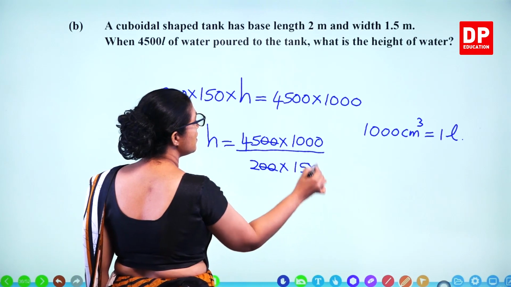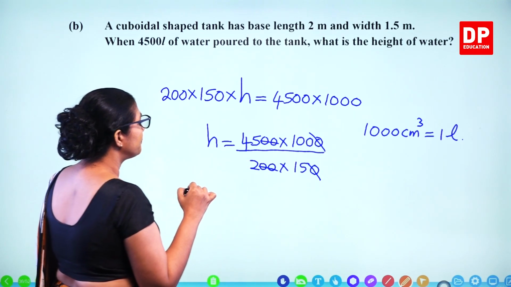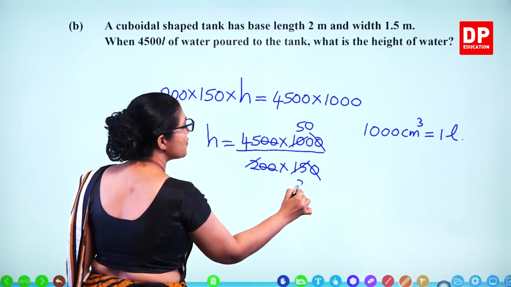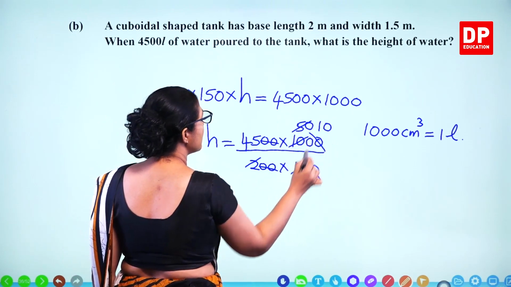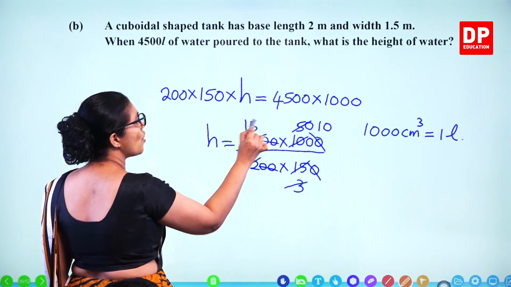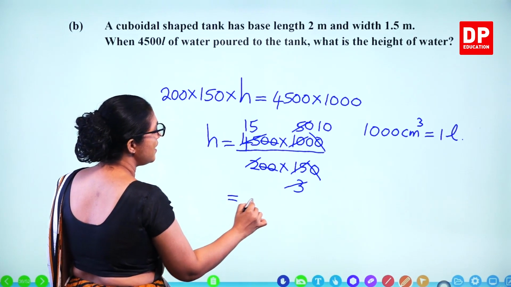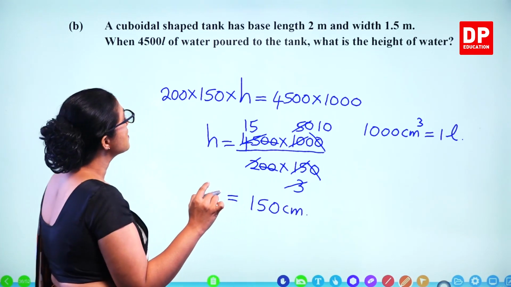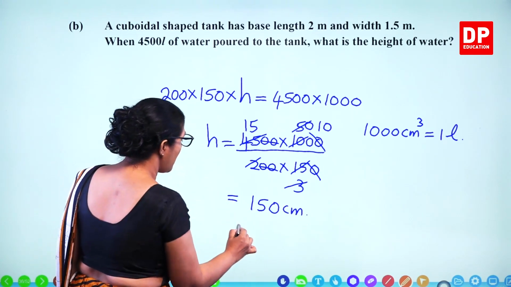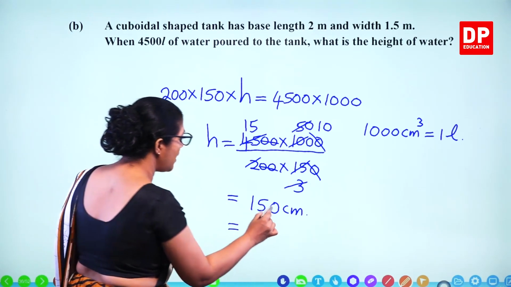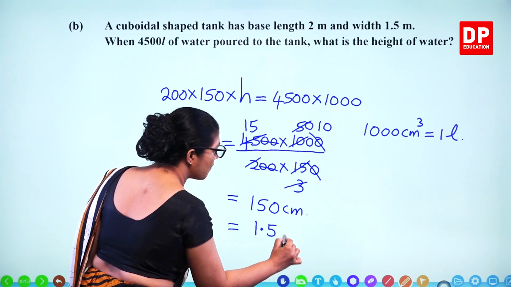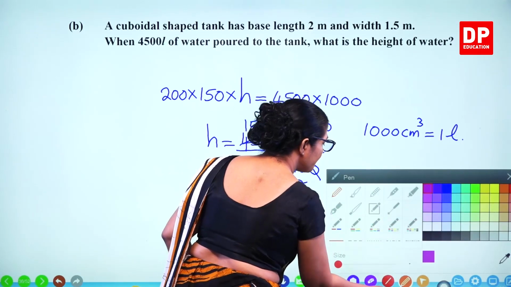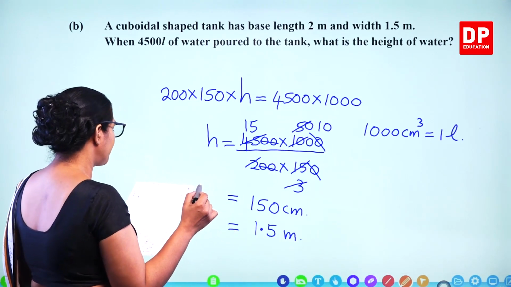2 zeros. This 0 with this one. 2 times 50. 5 times 3, 5 times 10. 3 times 15 is 45. 15 times 10, that's 150 centimeters. So you can write either 150 centimeters or divide by 100 and write 1.5 meters is the height. 3 marks for that.